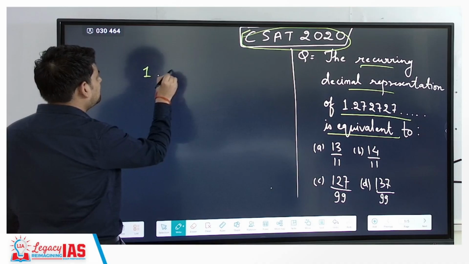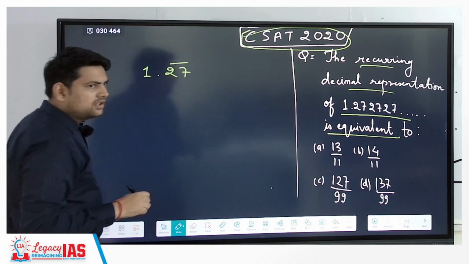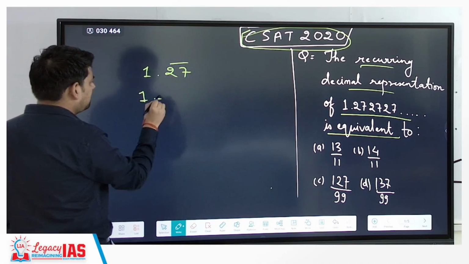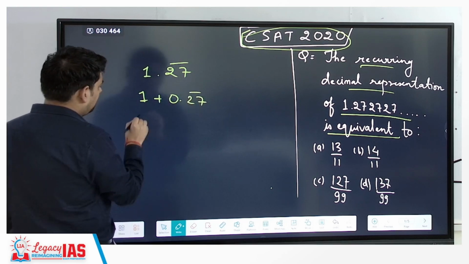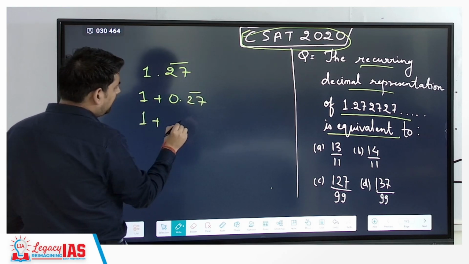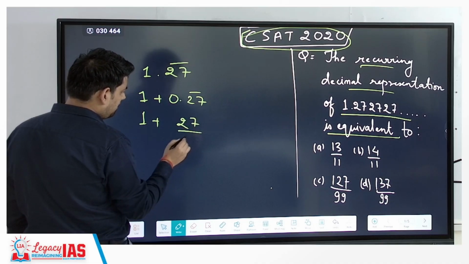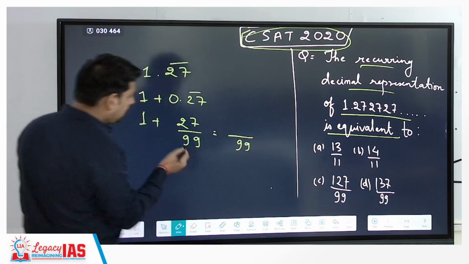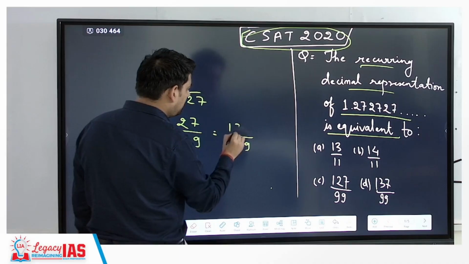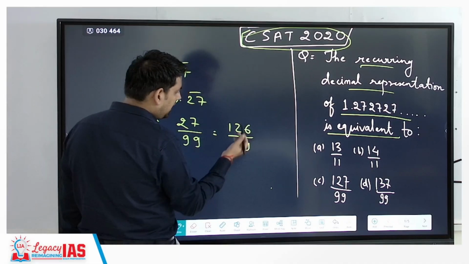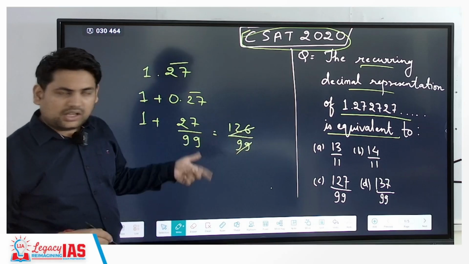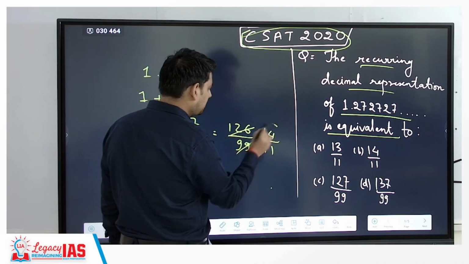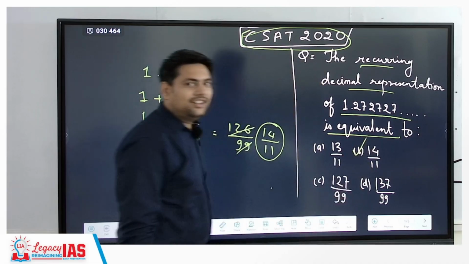See, 1.272727 is actually 1.27 bar. Now what I can simply do is write it as 1 plus 0.27 bar. Now 0.27 bar I can write as 27 by 99. So this becomes 99. Now 99 plus 27 is 126. Now I can divide it by 9, both up and down. So 126 goes 14 times and 99 goes 11 times. So your answer will be 14 by 11.